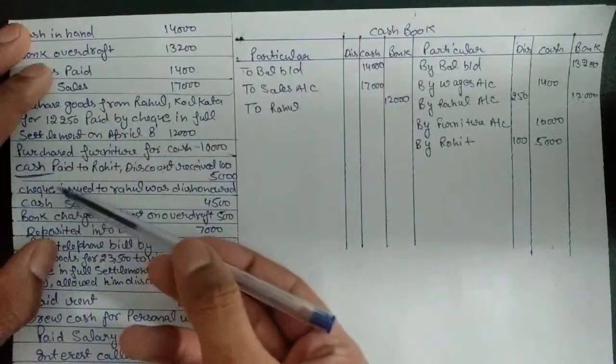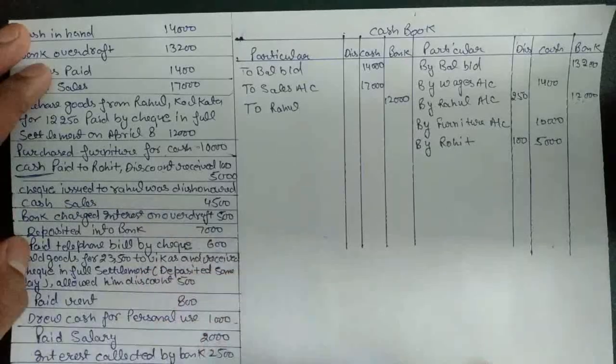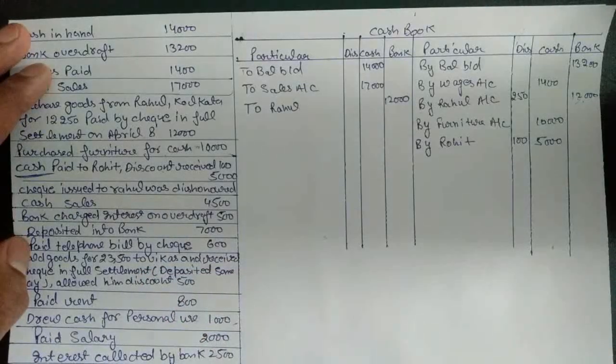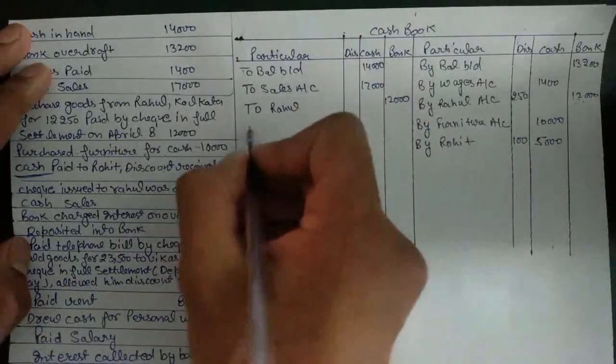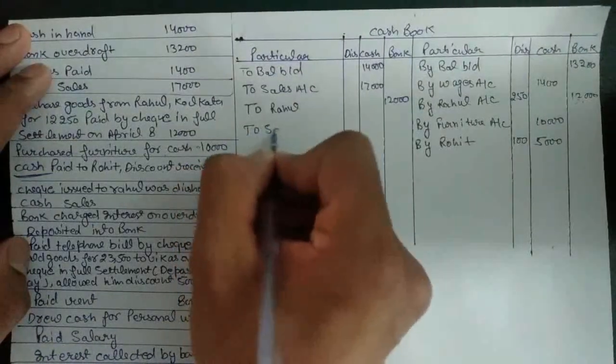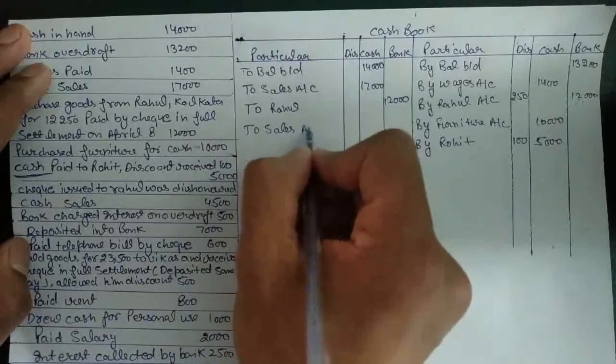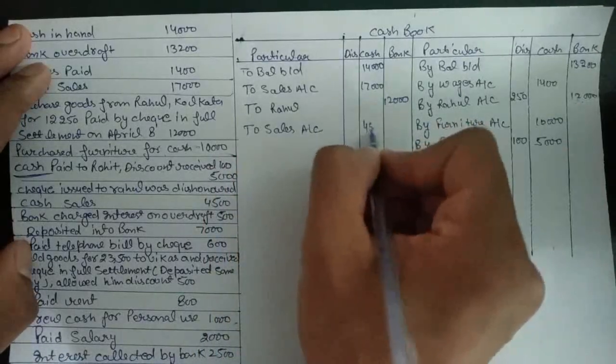Our next entry is cash sale. This is a simple entry. When we are selling goods, we will receive cash, so there is an inflow of cash, to sales account, 4,500.